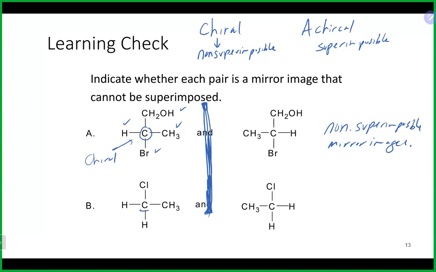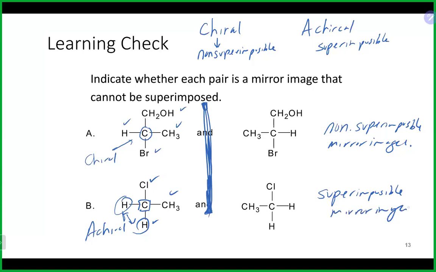If we take a look at the bottom one, that is different than that, which is different than that. But here is a problem in terms of chirality. We have two of the same groups there, two hydrogens, which means this one is going to be achiral, which means we will have a superimposable mirror image. Any questions on that? So the answer to the double negative: the first one is yes, it cannot be superimposed, and the second one is no, it can be superimposed, right?